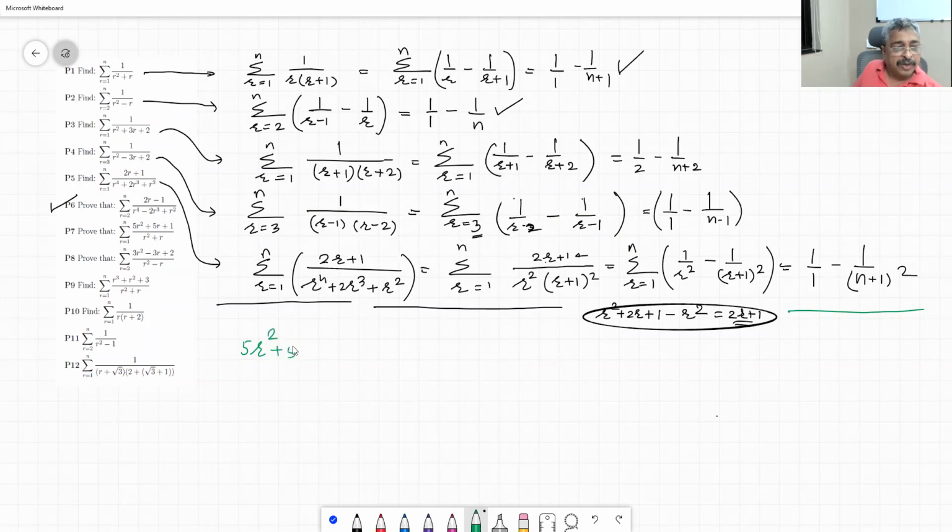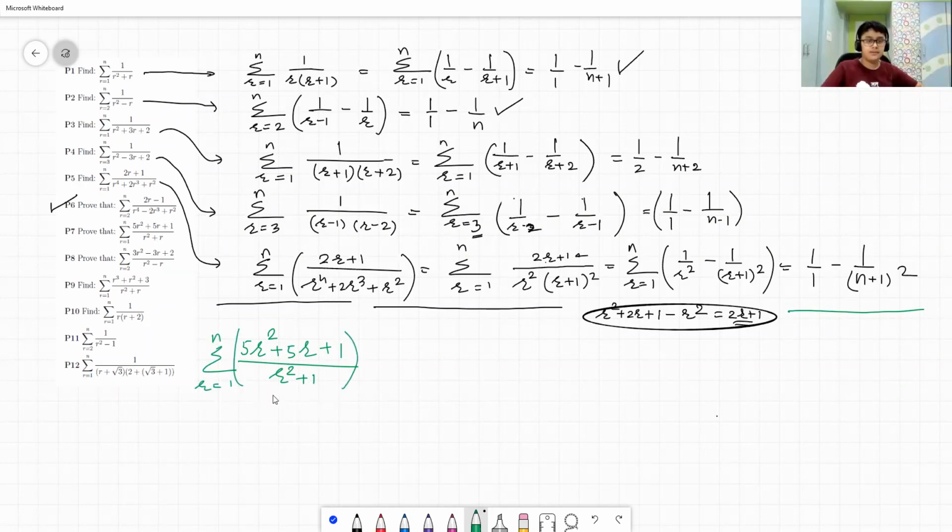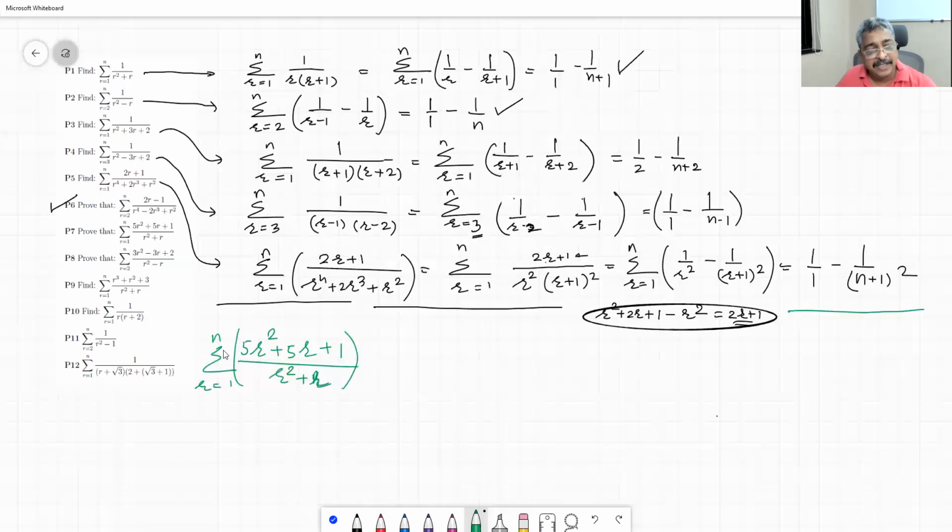5r square plus 5r plus 1 upon r square plus r, sigma r goes from 1 to n. Now the difficulty level in this problem is added a little bit. The numerator is not as easy as in earlier problems. It is a little heavy, in the sense that the degree of the denominator is 2, quadratic, and the degree of the numerator is also 2. But then we would like to have long division done first. Instead of long division, we can always adjust the terms so that we save time.